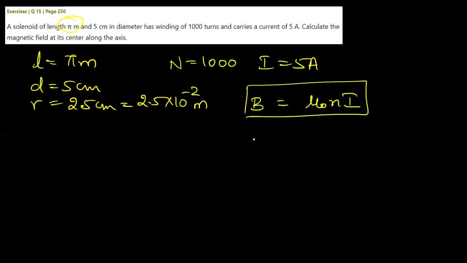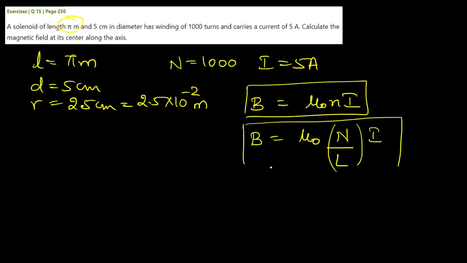This is the formula where small n is equal to capital N upon length. So this is the final formula. Here you have to write that small n is capital N upon L. So your diameter and radius are not required. Actually, diameter is dummy data which is given to you. That is extra data and is not required.